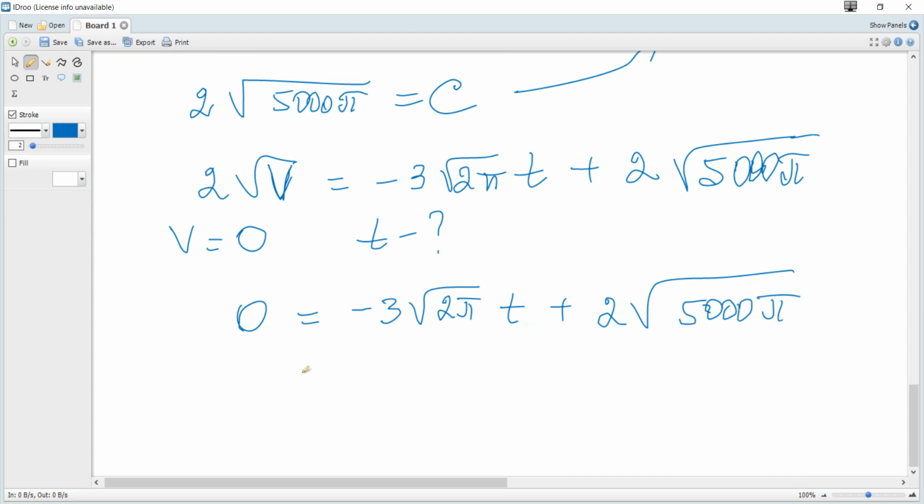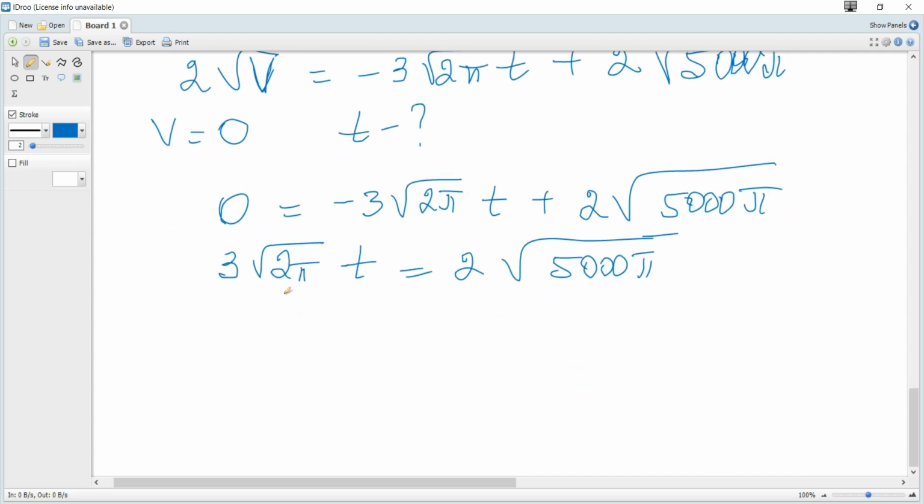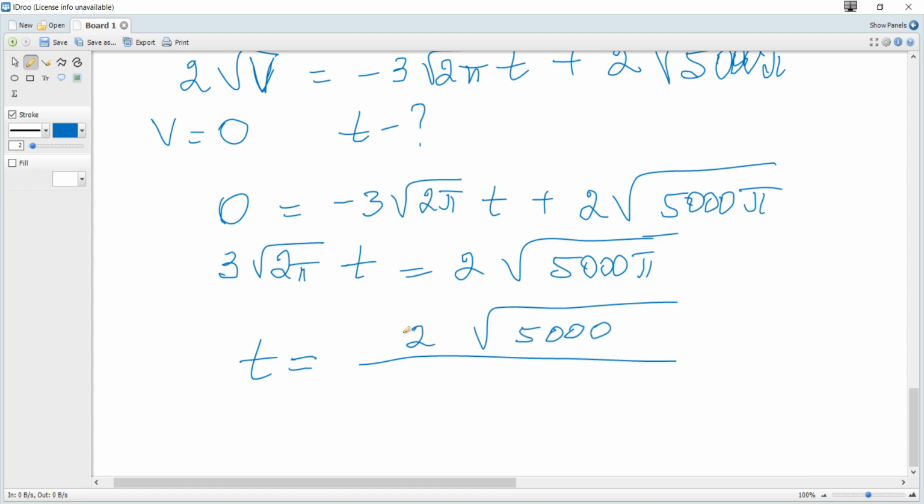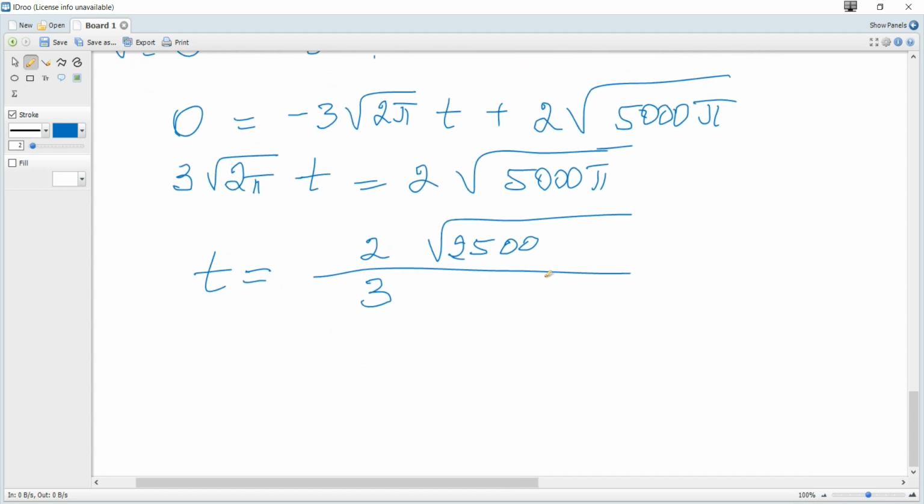We can move it to the left and it becomes 3 root of 2 pi t is 2 root of 5000 pi. You can see root of pi cancels, and it becomes t is 2 root of 5000 divided by 3 root 2, or it becomes 2 root of 2500, and divided by 3. And we can see that we can find the exact value here.